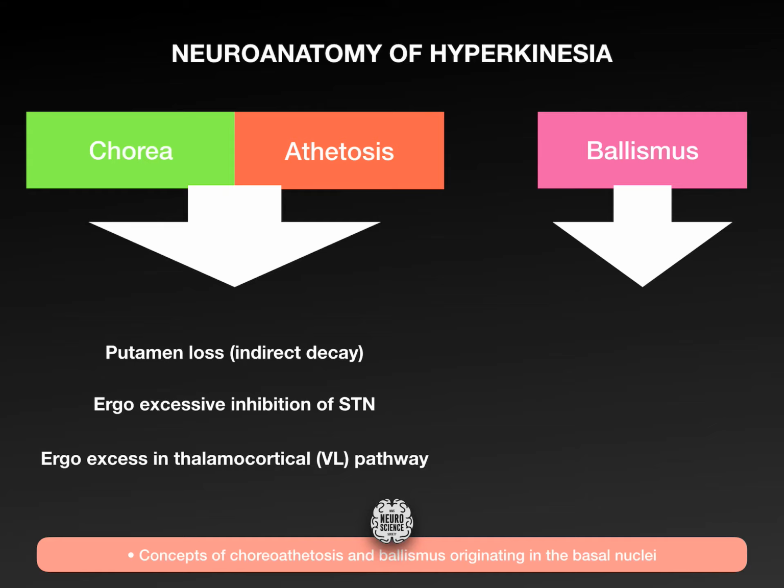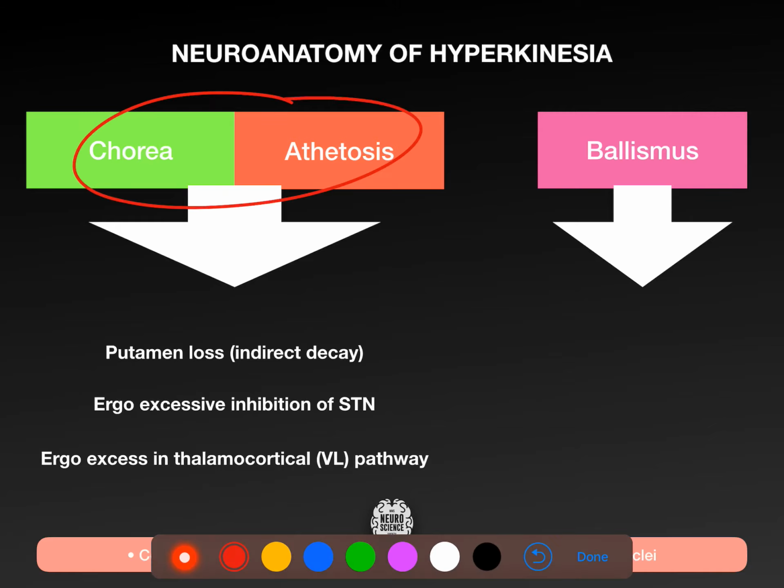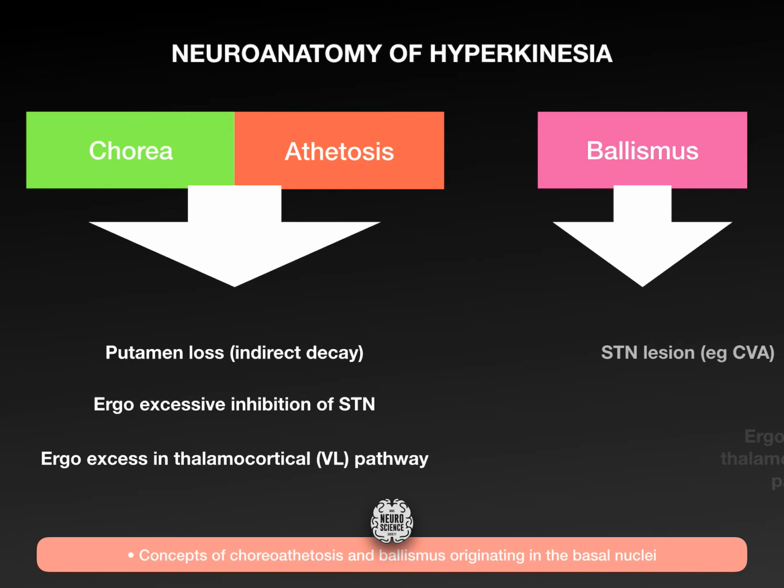So there's excessive inhibition of the subthalamic nucleus, which means that there is an excess excitation in the thalamocortical pathway, which means that movement that should be vetoed by the basal ganglia, the basal nuclei, is not vetoed. Hence choreoathetosis. Now, ballismus, a little bit different.